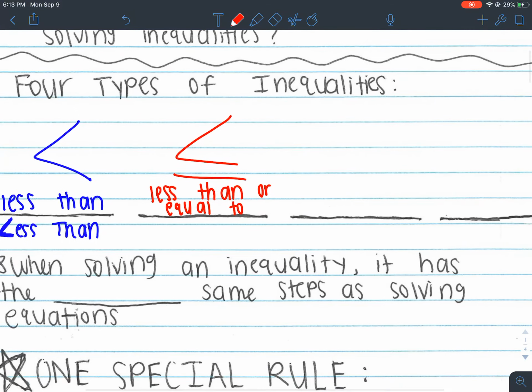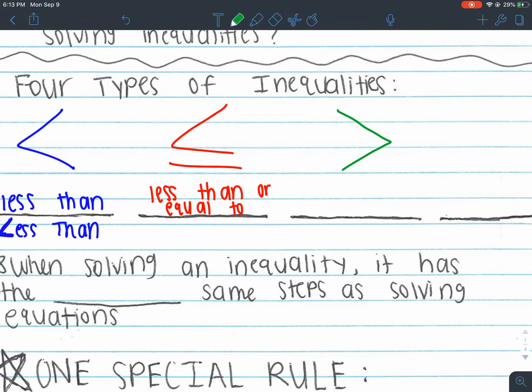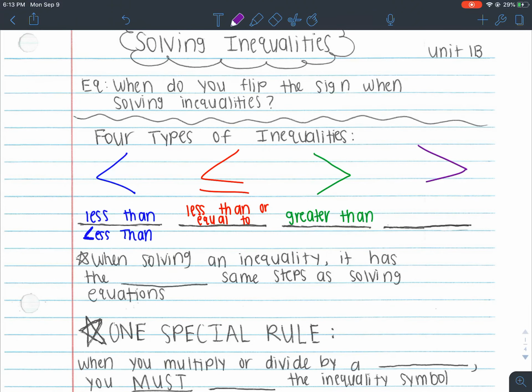Okay, so that's our second type. I'm going to go ahead and move this up a little bit. All right, the next type we have is the one that is facing the other way. Well, this one's going to be greater than or more than, which means our very last inequality sign is going to be greater than or equal to.